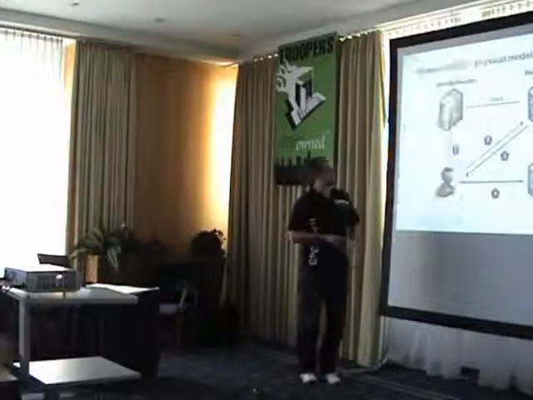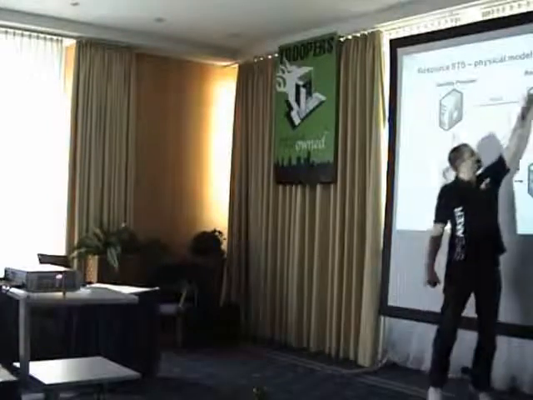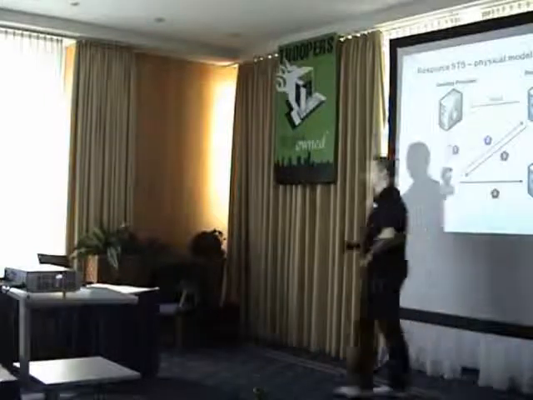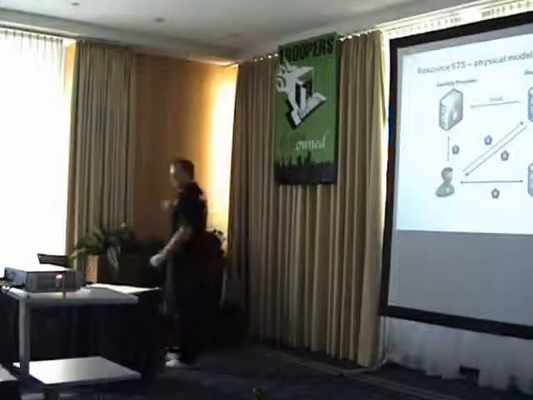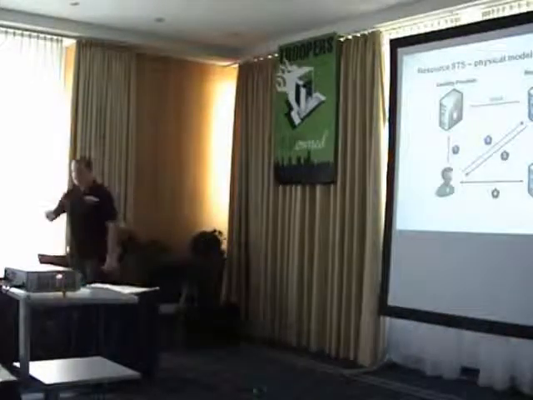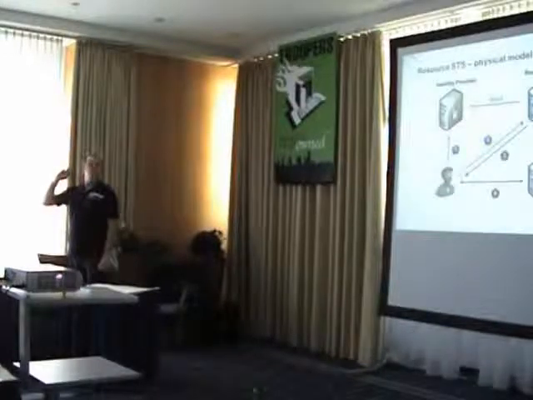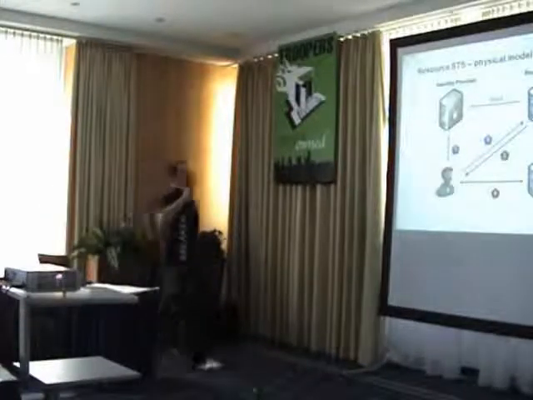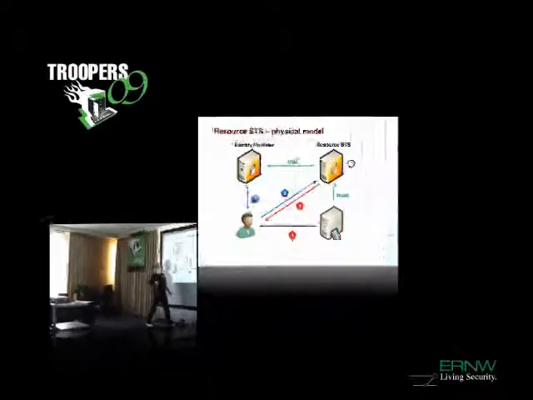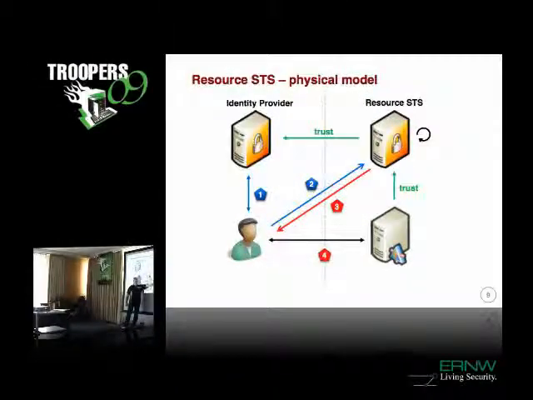Now, as you can imagine, this machine here, the resource STS, becomes a vital part of your infrastructure. Because if this machine goes down, no authorization and no token transformation can happen, and all of your applications are offline. Right? Because if this guy is missing, we can't talk to him.